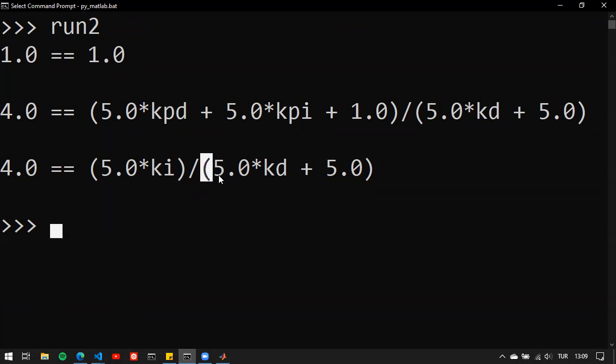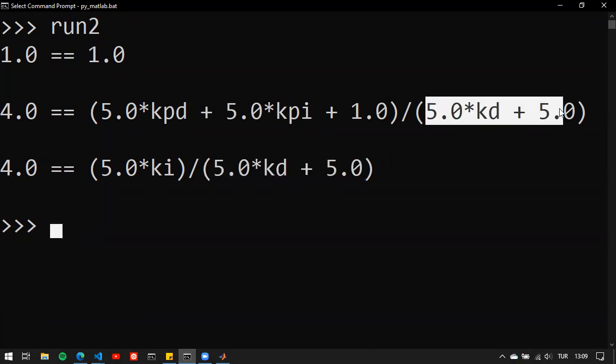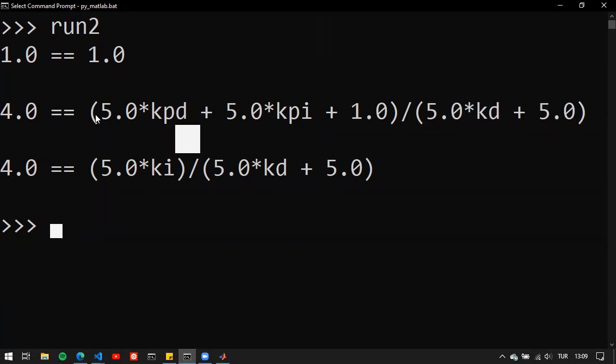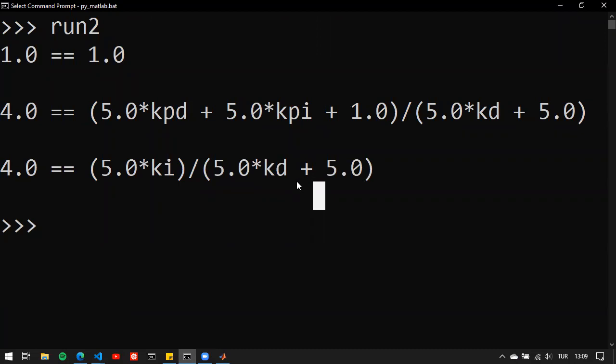So now, again, it seems like 5 plus KD, 5 times KD plus 5 should be equal to 1 because we multiply all the equations with 5 KD plus 5. But you can see that the unknowns are KPD, KPI, KI, and KD. So we have 4 unknowns and 3 equations at this point. So it could mean that we could use basically tabulation as we did before.